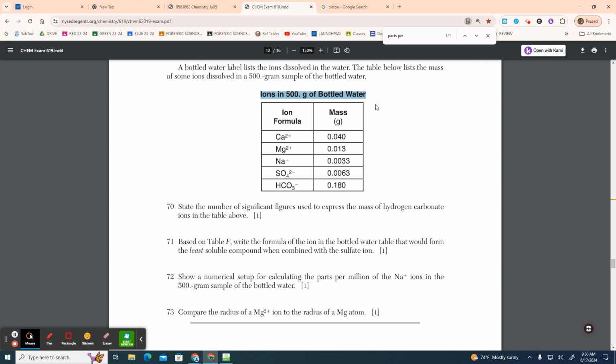All right, let's do the sig figs question for those of you who are going for the 100. State the number of significant figures used to express the mass of hydrogen carbonate ions. Here's hydrogen carbonate ions. How many sig figs are in that number? 3. Okay? Zeros in the beginning don't count.